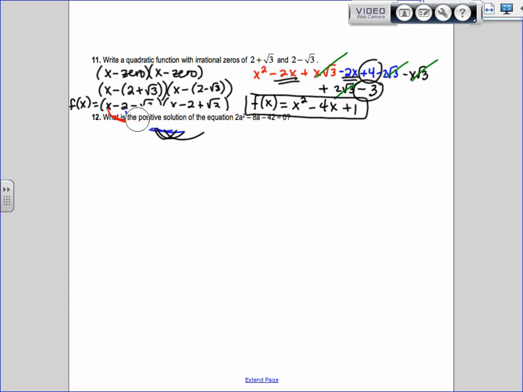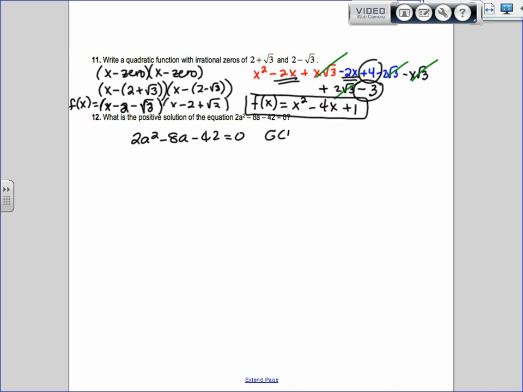All right, and the very last question is kind of a typical question that would be on a standardized test. Like on the SAT, you have something called grid-ins, where you have to grid in a solution. So a lot of times they'll say things like, find the integer solution, find the positive solution, find the whole number solution. So this one has two solutions. So 2a squared minus 8a minus 42 equals 0. It has two solutions, but only one of them is going to be positive.